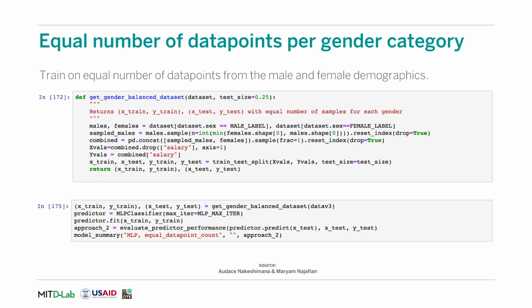We will start by attempting to equalize the number of data points per gender category. In this approach, we are going to draw a sample in which there is an equal number of data points from the male demographic and from the female demographic. Feel free to pause the video to understand the implementation.